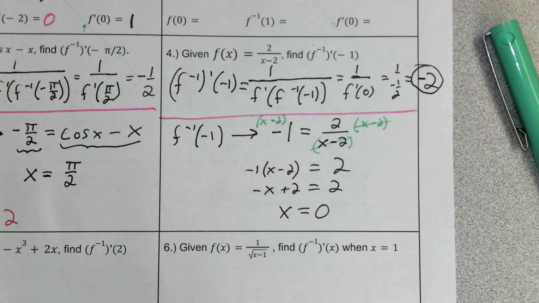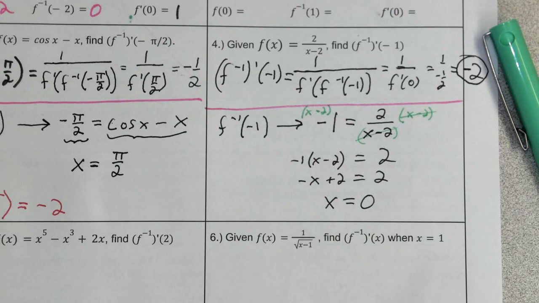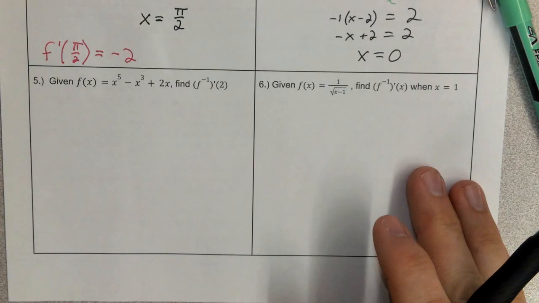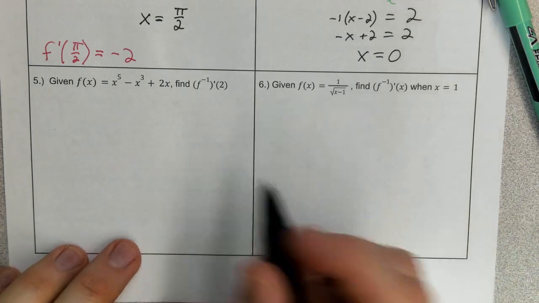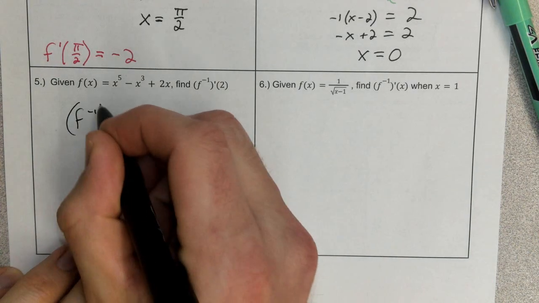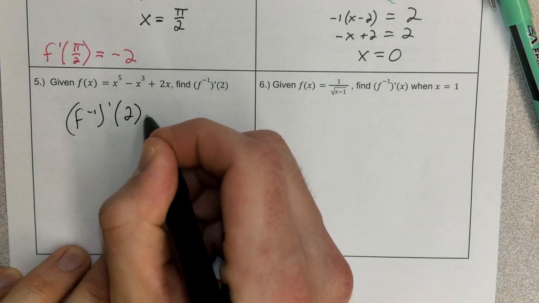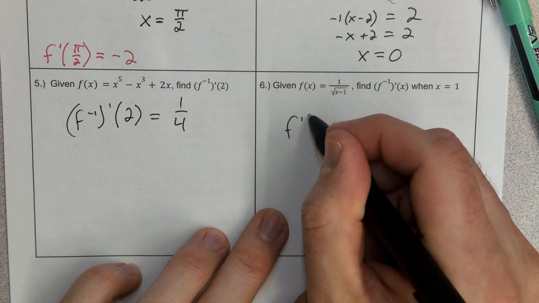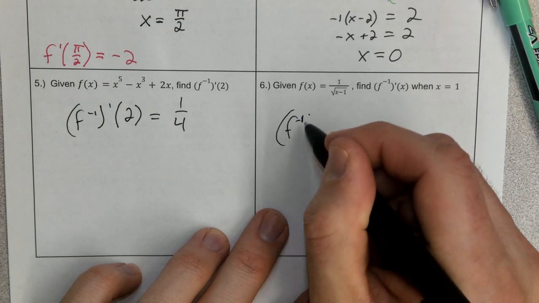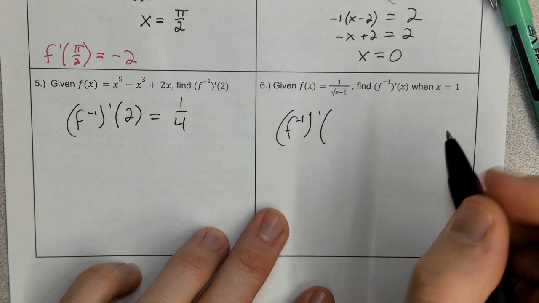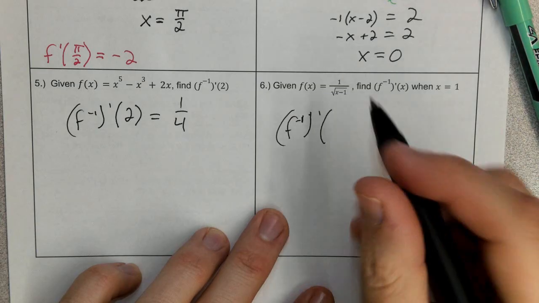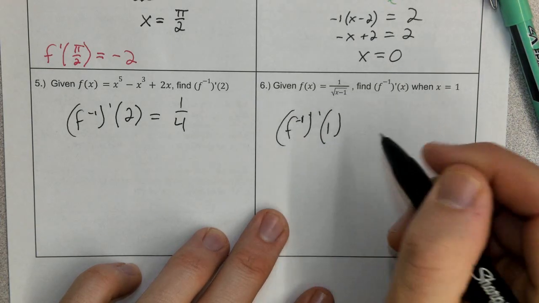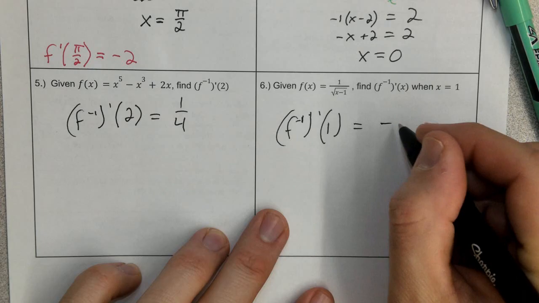Okay. So now would be a good time to pause the video and try 5 and 6. I'm going to give you the answers there. Okay, so hopefully you paused it and tried it, and let's see what you got. So for this one, f inverse prime of 2 is equal to positive 1/4. And for this one, f inverse prime of 1 is equal to negative 2.